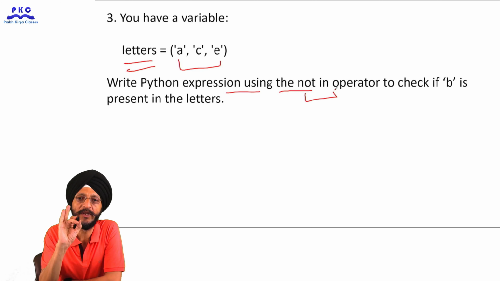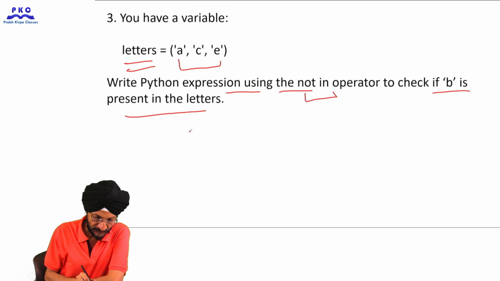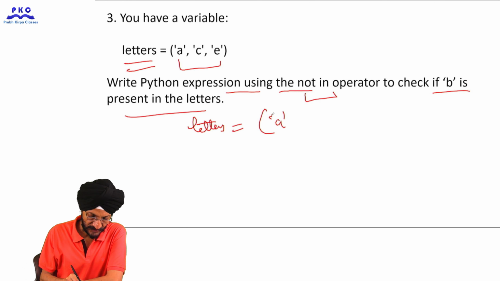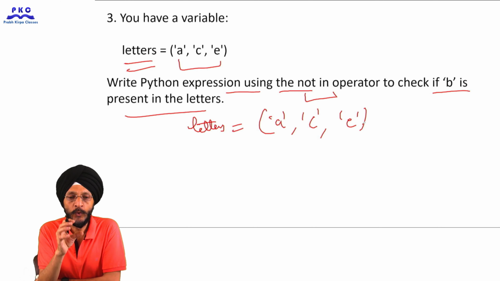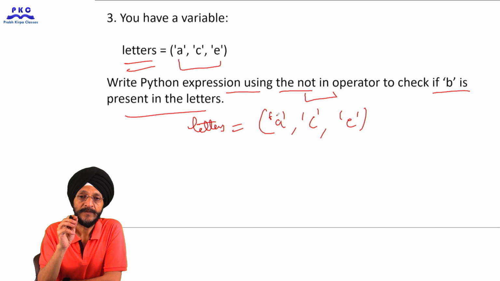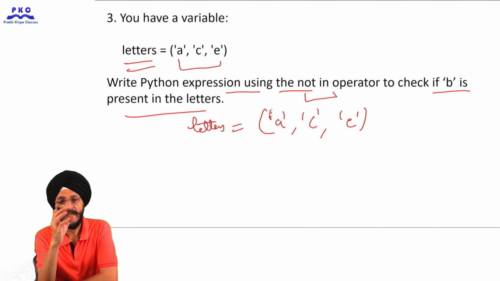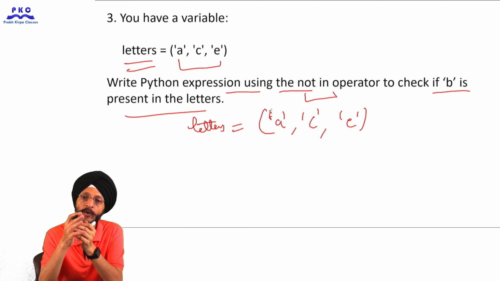Here we will be using not in to check if B is present in the letters. So here what is the information given? Letters. Please note to write A in single quotes as given in the question. E. If you forgot to use these single quotes or double quotes, then either the output will be different than required or there may be some error.